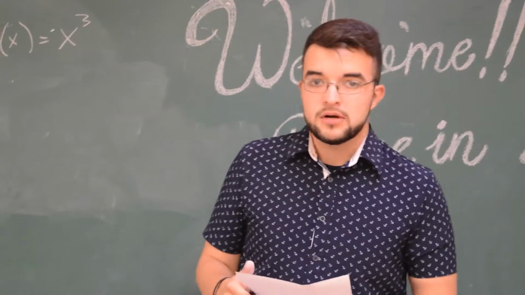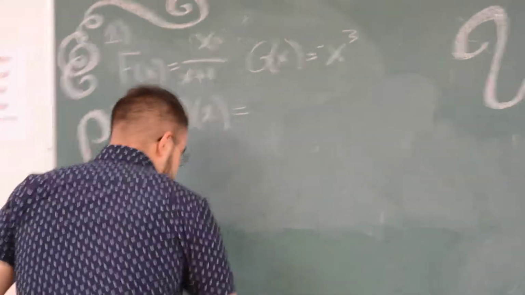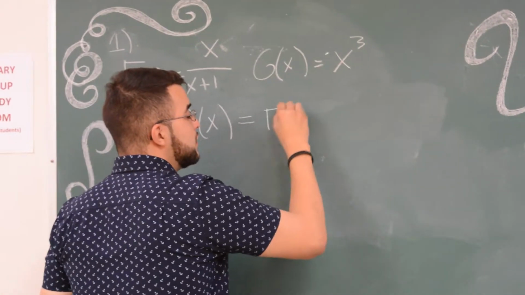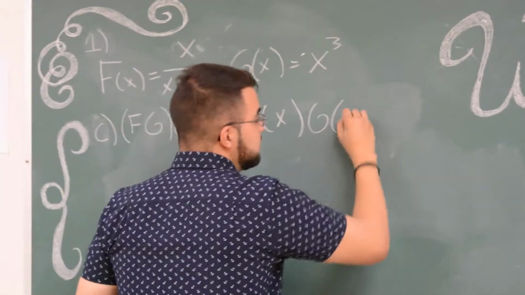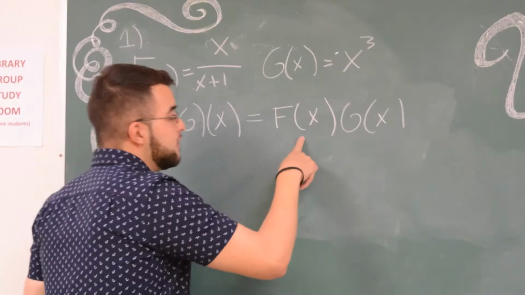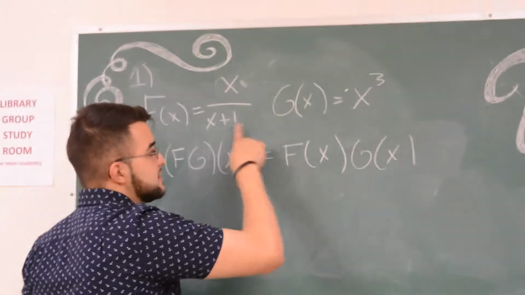Now, moving on to part C. Part C says f times g of x. All this means, again, let's rewrite it. When we rewrite it, it makes much more sense, not only visually, but just generally. So it's just basically like this, f of x times g of x. So this times that, this times that.